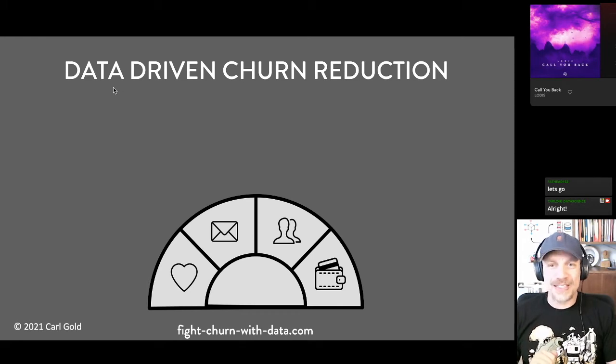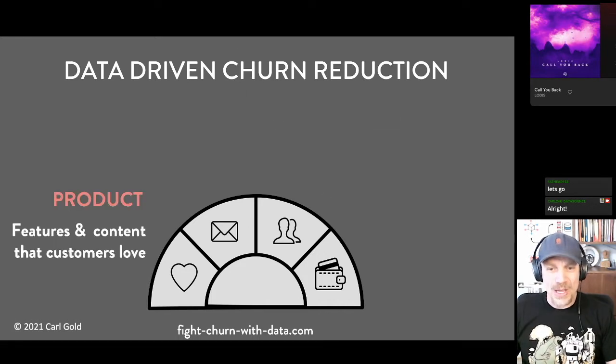This is the slide to tell you what is data-driven churn reduction. Well, that's what fighting churn with data is really about. Data-driven churn reduction means actually doing things which are going to reduce churn on your product, like make a product that people love, because that's the best way to have low churn. But you can use your data to figure out what's the best parts of your product. So that's fighting churn with data in your product.